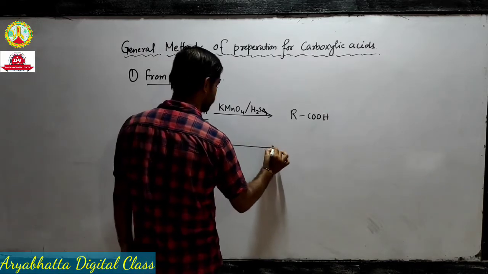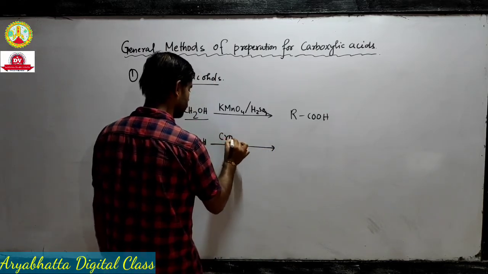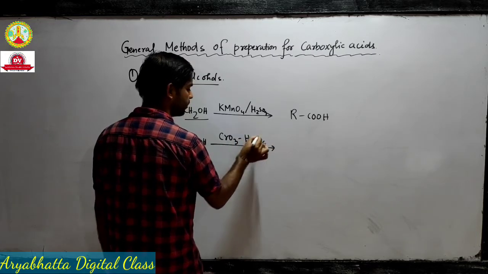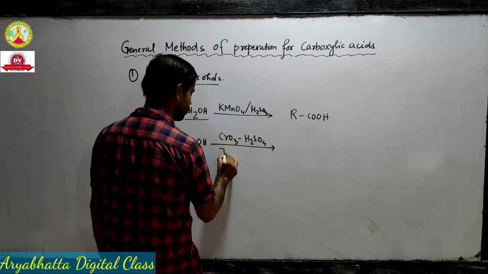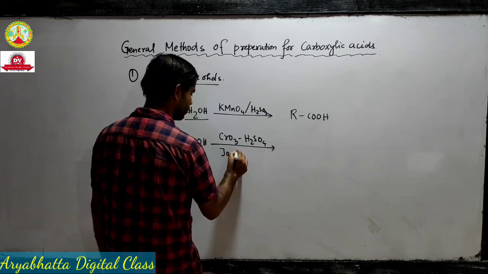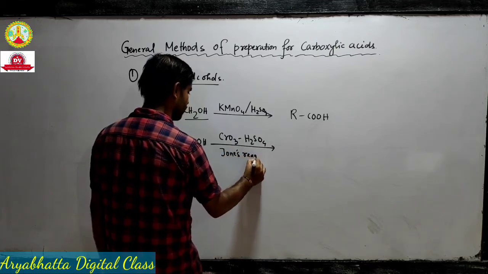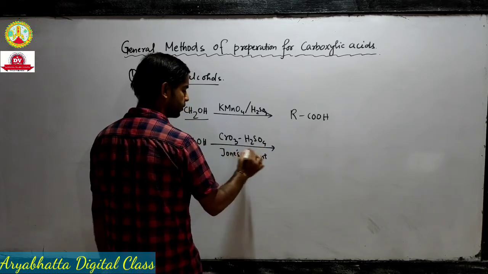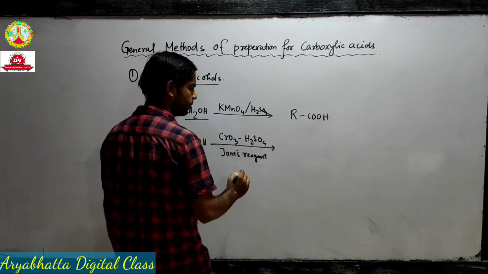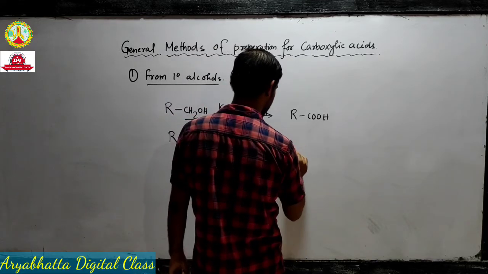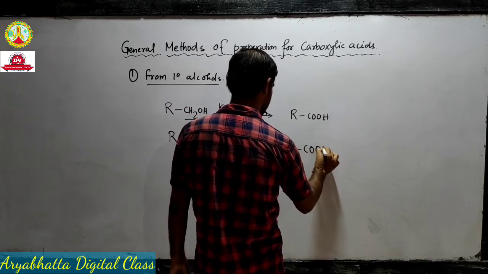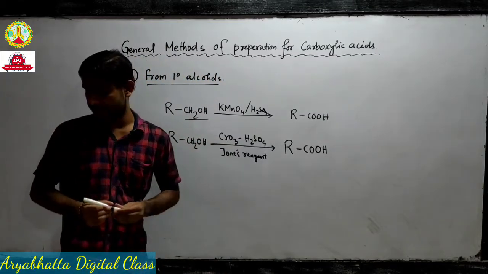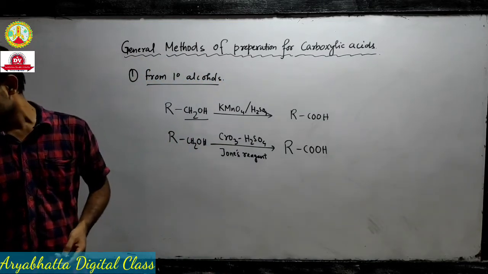Or we can use chromic oxide with sulfuric acid, and this combination is known as Jones reagent. This combination is known as Jones reagent, CrO3 and H2SO4. So we will get carboxylic acid.